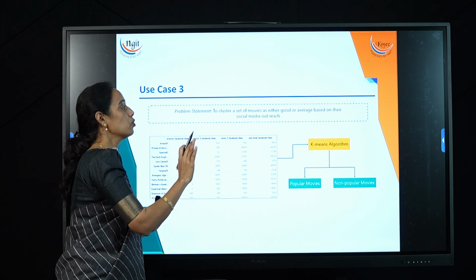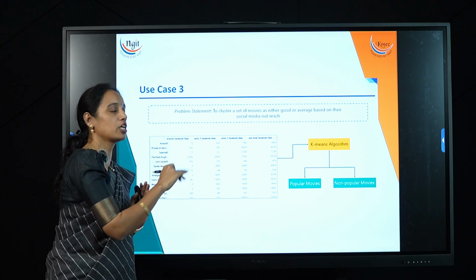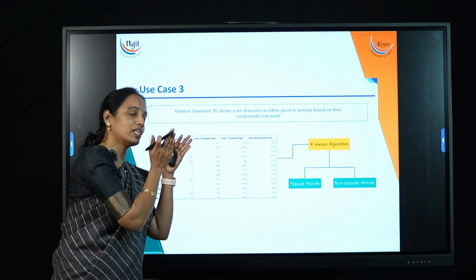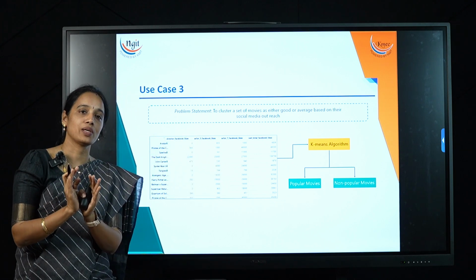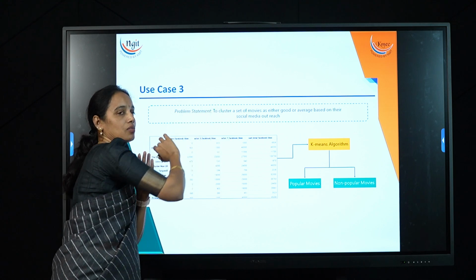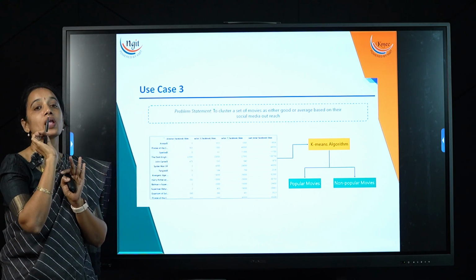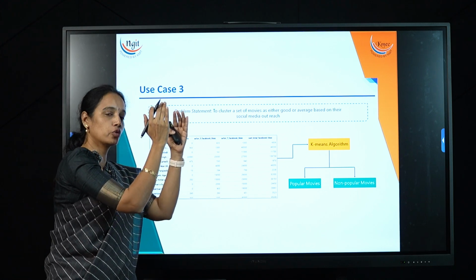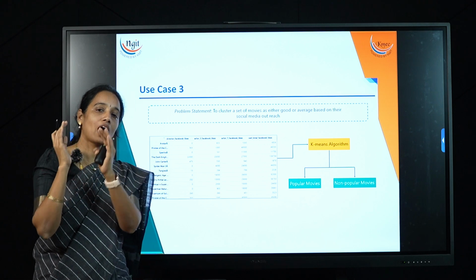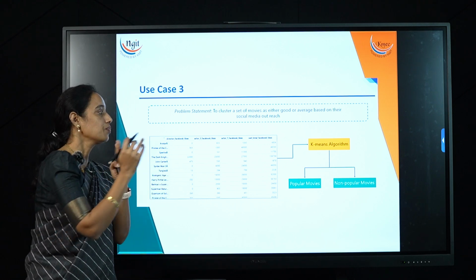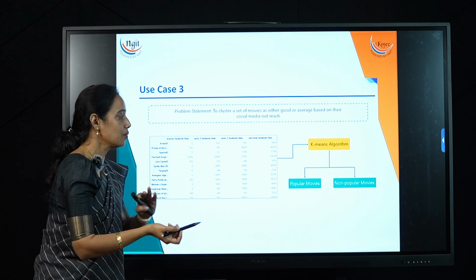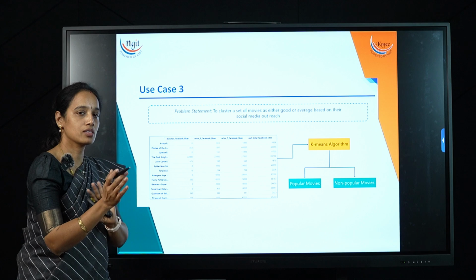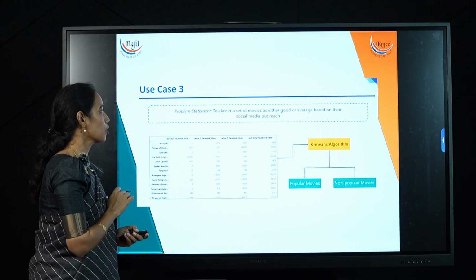To cluster a set of movies as either good or average based on their social media outreach. There is a set of movies, and you have to cluster them into good or average. From the name itself, cluster, you should identify that it comes under unsupervised learning. Cluster means grouping. We group the good movies into one cluster and the average movies into another group, so we use the K-means algorithm. Popular movies come under good, and non-popular movies come under average. This is this particular problem statement.